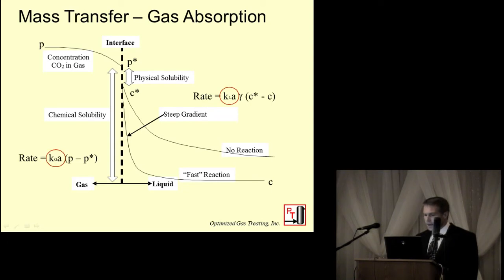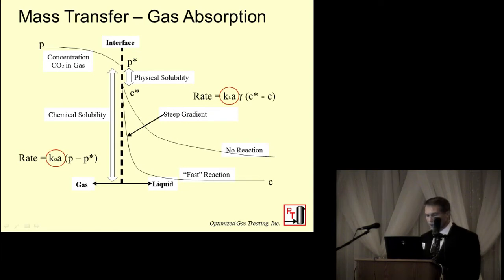So in the gas side, the partial pressure of CO2 in the bulk fluid compared to what it is at the interface, I've got that denoted by star. That is the driving force for mass transfer in the gas to the interface.